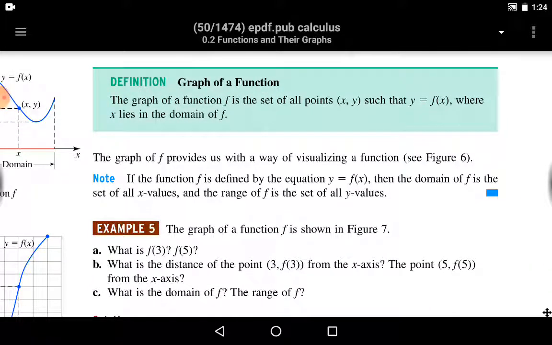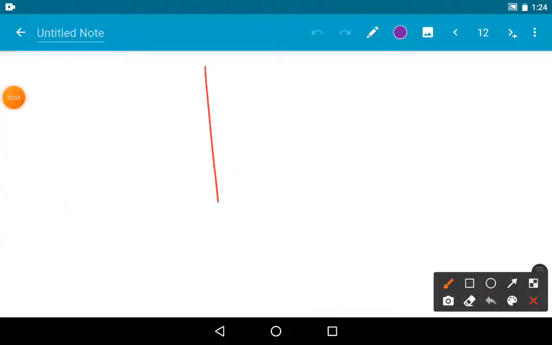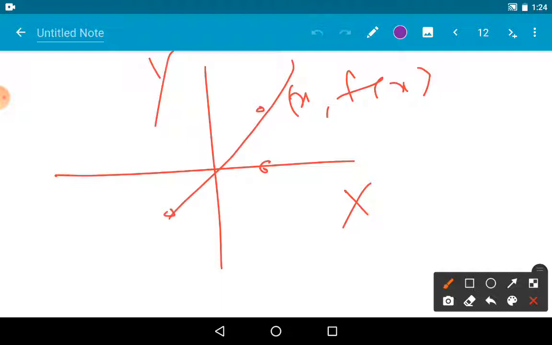Now we are going to see what the graph of a function is. This is something very familiar to us. How do you draw the graph of a function? What we do is we plot x values and y values. We plot the x axis and the y axis. We plot the points x comma f of x, and then we draw a line or a curve through those points.